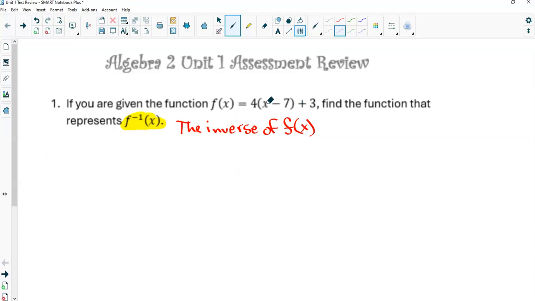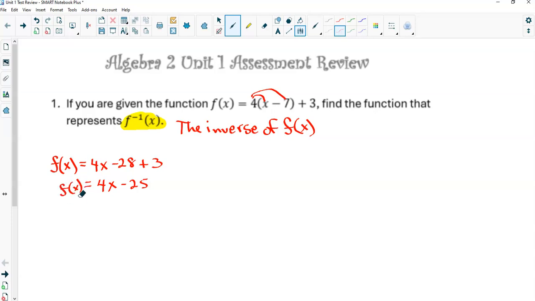To do that, I would recommend that you clean this function first. Notice that this is a linear function, so you could do 4 times x and 4 times negative 7. So you would have f of x equals 4x minus 28 plus 3. Negative 28 plus 3, that's a subtraction, 28 minus 3, which is 25. So that's 4x minus 25.